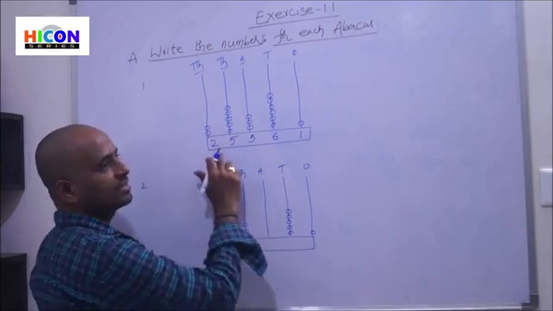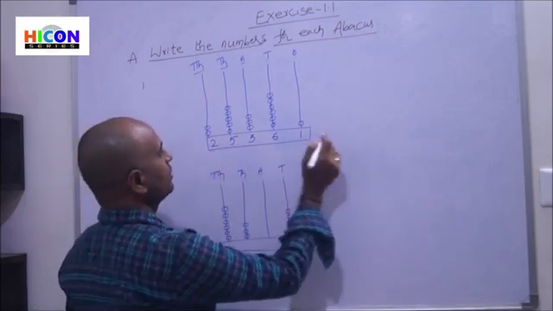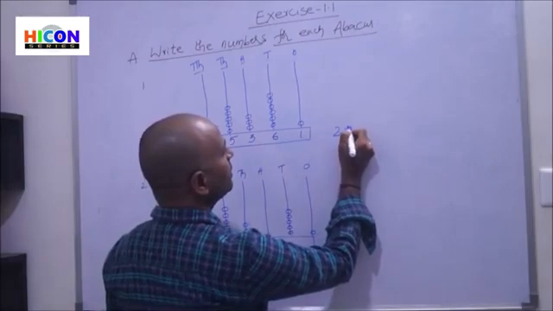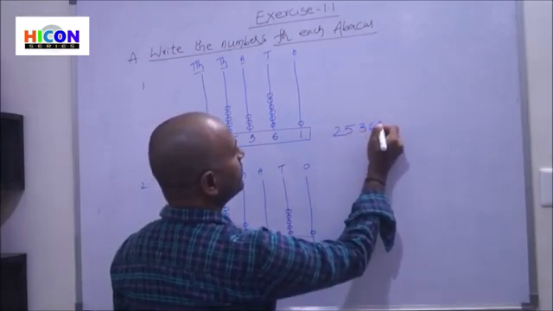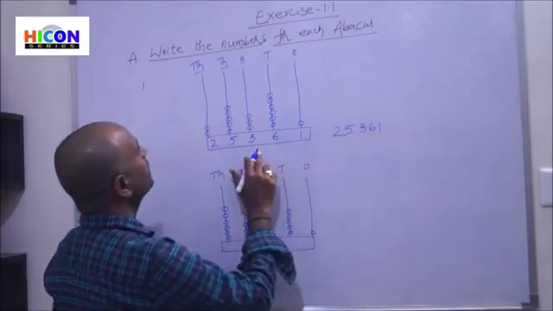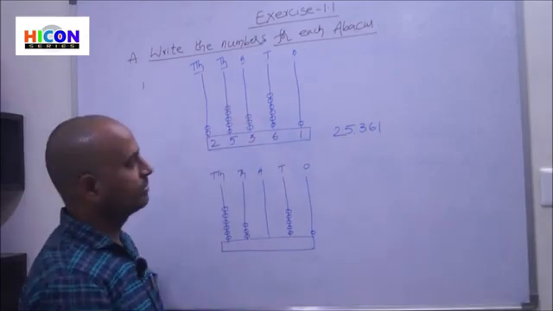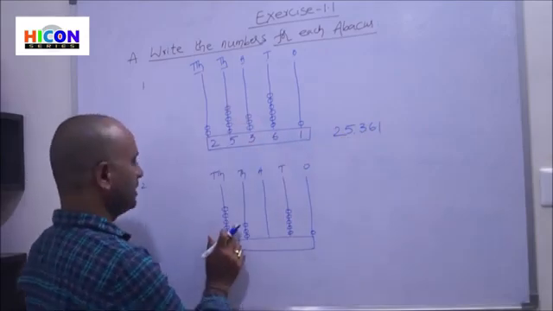So we have got the answer. So the answer is 25,361. So this is the number from this abacus. So next, go to the second problem.